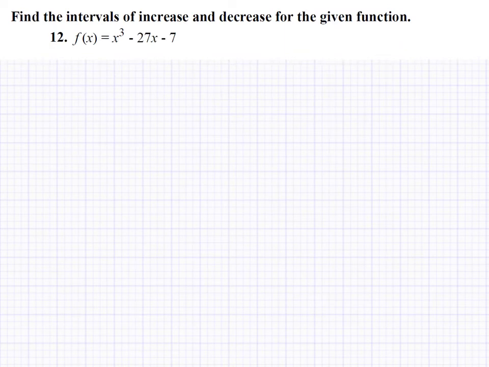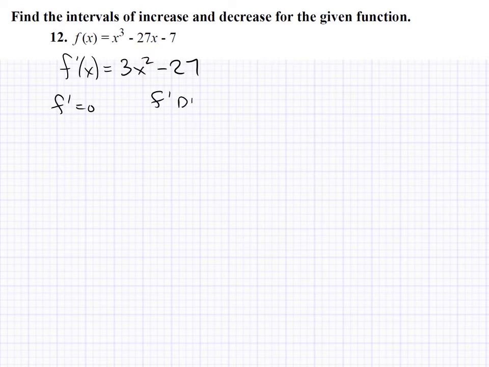Okay, so this one wanted to figure out where we're increasing and decreasing and label the intervals. So in order to do this, first thing I'm going to do is take the derivative. The derivative would be 3x squared minus 27. Next thing I'm going to do is figure out where the derivative equals 0 and where the derivative does not exist. Well, being that it's a polynomial, we don't worry about this. So just equal to 0.